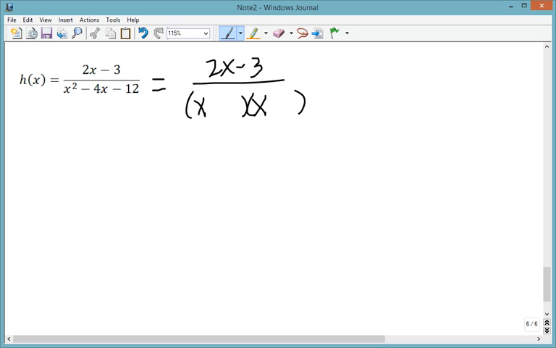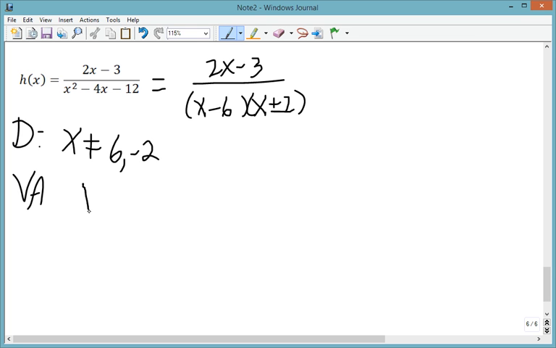When we factor this, we need things multiplied to be negative 12, added to be negative 4. So I've got negative 6 and 2. That means the domain is everything except for 6 and negative 2. The vertical asymptotes: neither one of those is repeated on the top, so those are our vertical asymptotes, the lines x equals 6 and x equals negative 2.